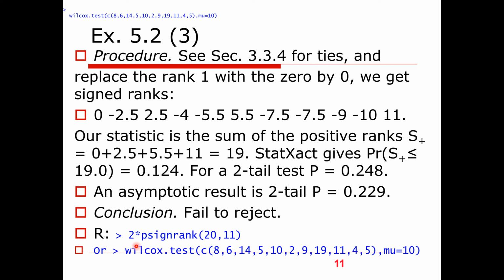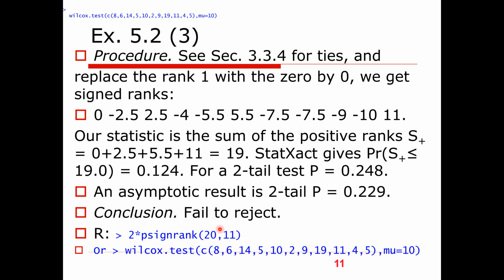So if we use R, because this is a two-sided test, we need to multiply the p-value from the signed rank function by 2. And since we always get a +1 here, when S plus is 19, we need to calculate at 20 because this is the shorter tail, right? So we need to know the probability of getting a value lower than this.